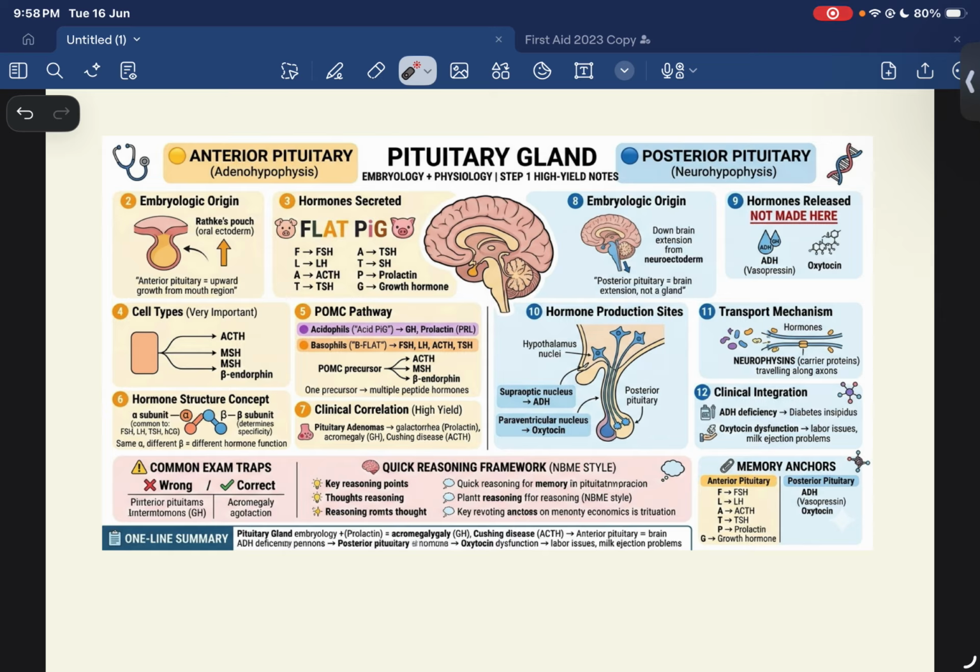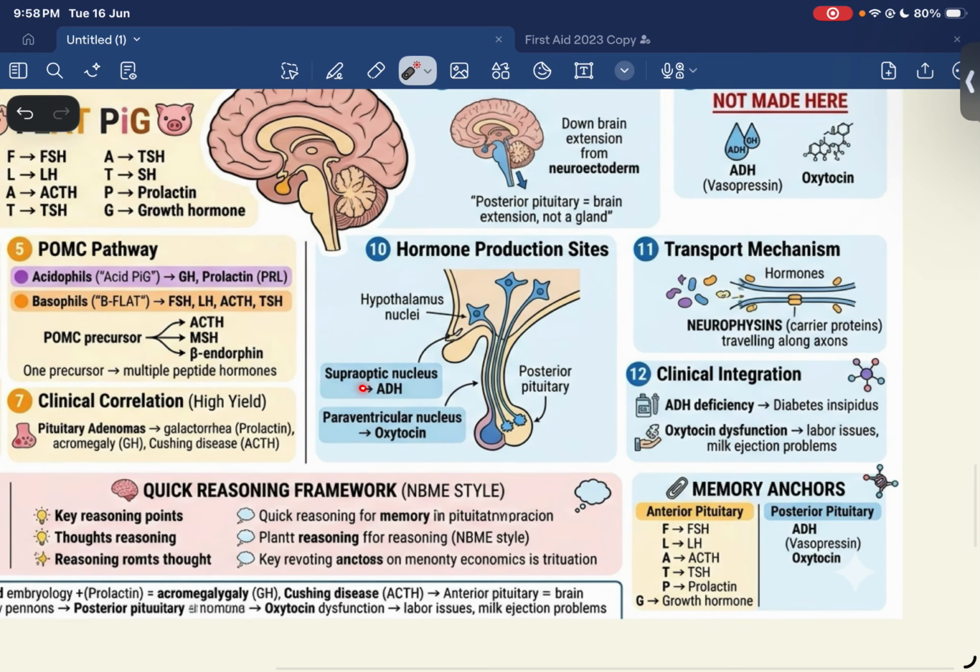So there are two nuclei: the supraoptic nuclei and the paraventricular nuclei. The supraoptic nuclei mainly produce ADH, but also produce oxytocin as well, whereas the paraventricular nuclei mainly produce oxytocin and a very small amount of ADH as well.